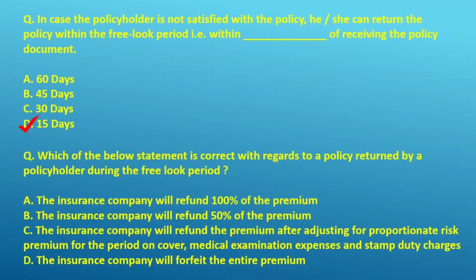Next is which of the below statements is correct with regards to a policy returned by a policyholder during the free look period. Correct answer is C. The insurance company will refund the premium after adjusting for proportionate risk premium for the period on cover, medical examination expenses, and stamp duty charges.